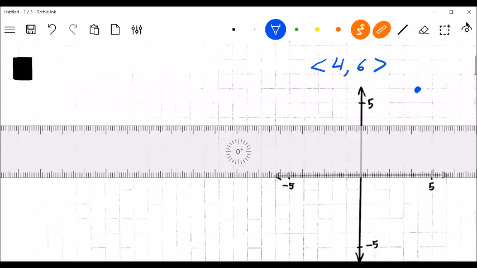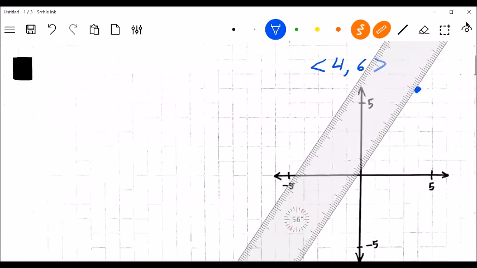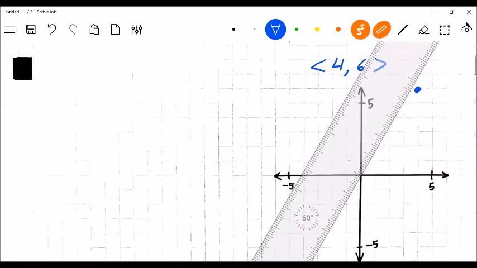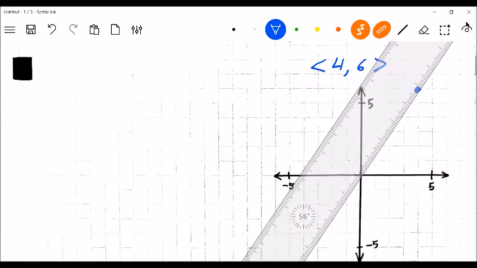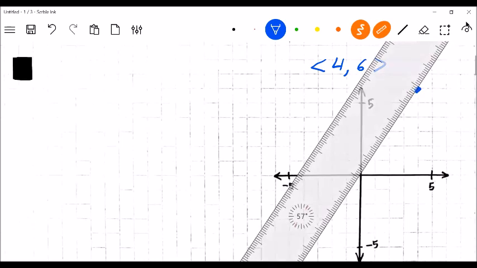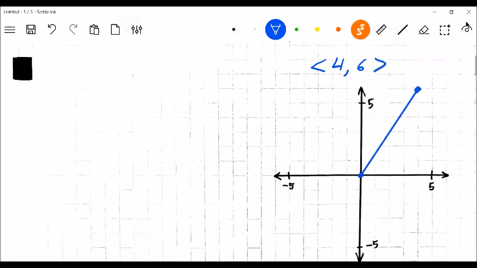And what we're now going to do is I'm going to do a line to it from the origin. So from 0, 0, and I put an arrow going towards it. So then I would denote this as 4, 6 with the arrows, not the parentheses.